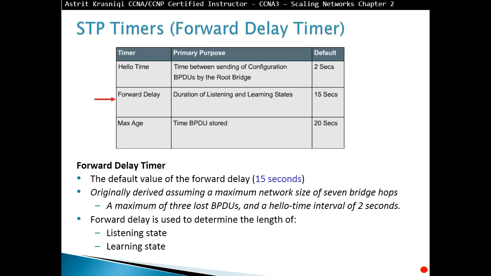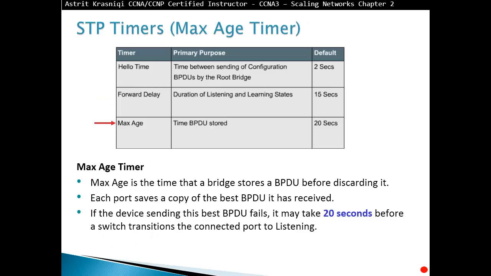Forward delay time: the default value of forward delay is 15 seconds, originally derived assuming a maximum network size of 7 bridge hops, a maximum of 3 lost BPDUs, and a hello time interval of 2 seconds. Forward delay is used to determine the length of the listening and learning states.